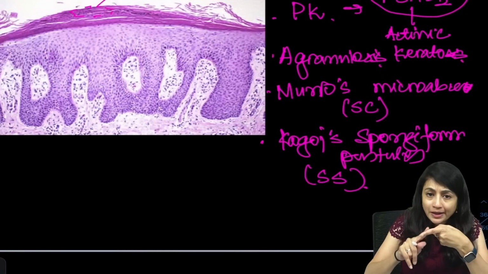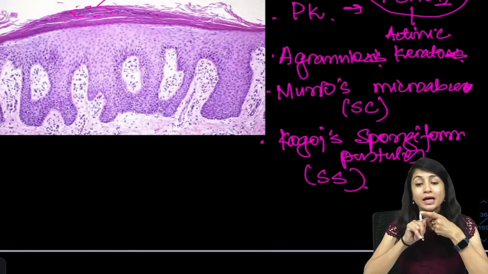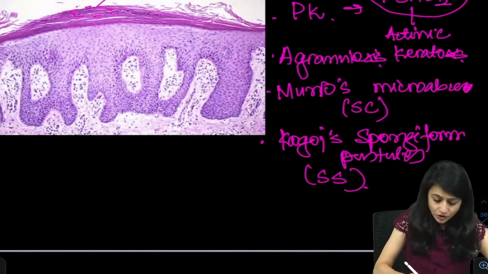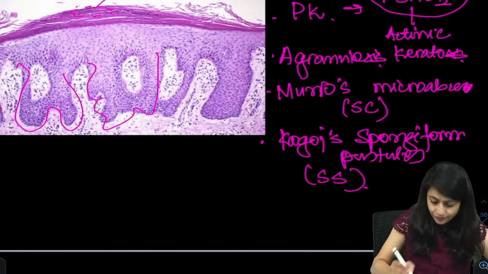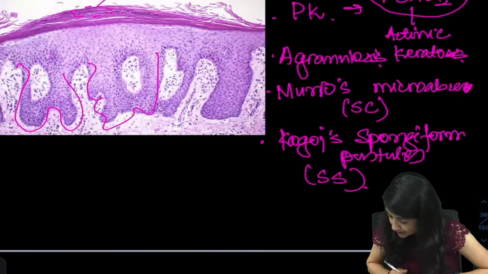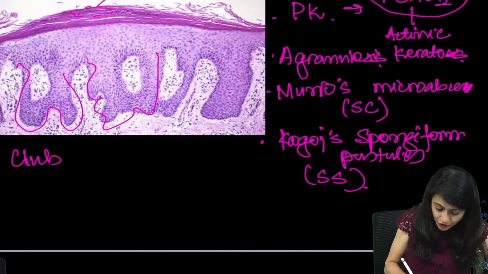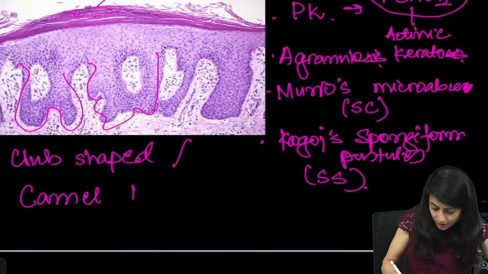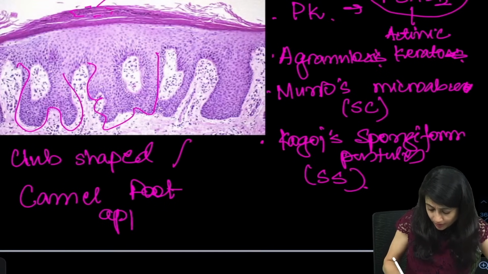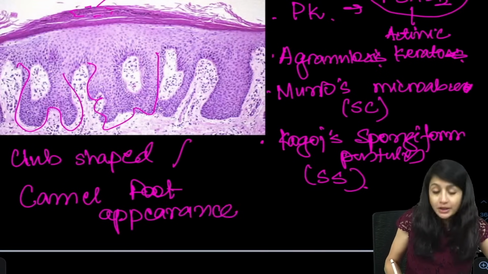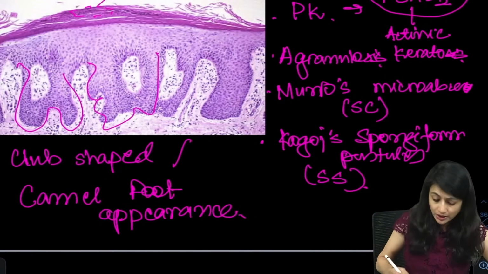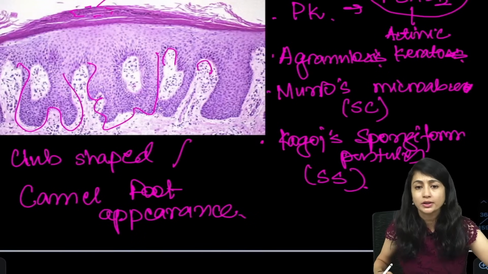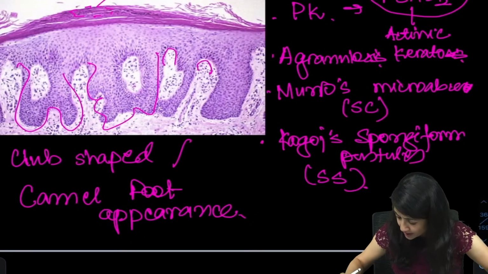So, agranulosis, parakeratosis, presence of these microabscesses, and then what is the appearance of rete ridges called? Yes, you are right, it is called club shaped rete ridges or also called camel foot appearance. Camel foot appearance or club shaped rete ridges are a typical feature of psoriasis. There are a lot of other features, like dermal thinning, but these are the important things that you are usually asked.